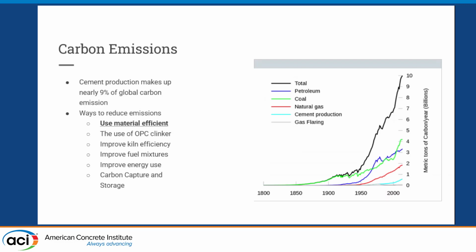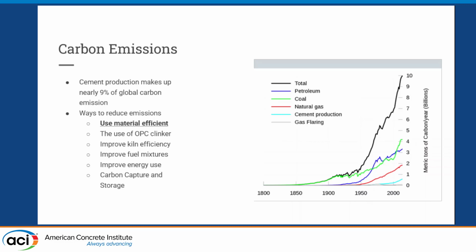So here's the problem. Although concrete and other cementitious materials contain low embodied energy, because they're used in vast quantities, they make up nearly 9% of global carbon emissions. We use roughly 25 to 30 billion tons of concrete annually, and as an industry, we're trying to reduce our carbon emissions.